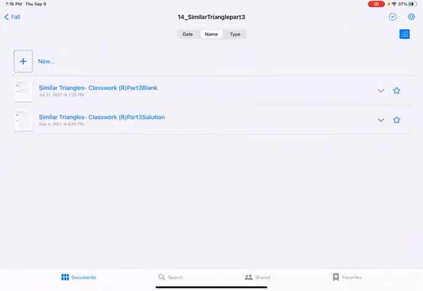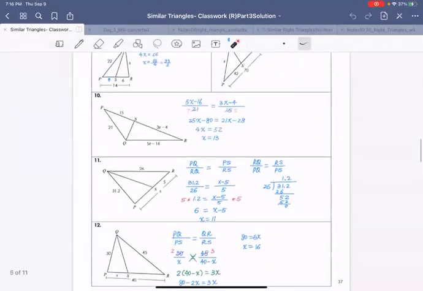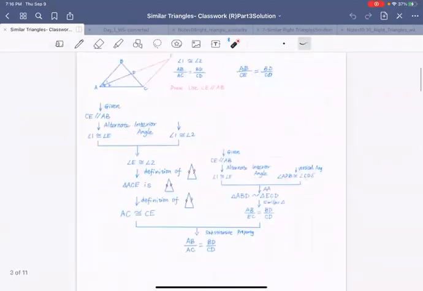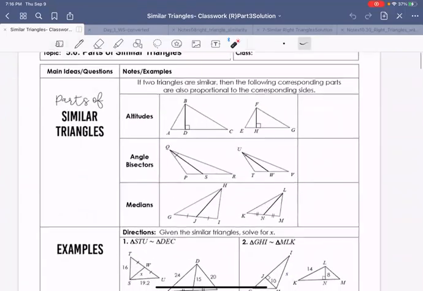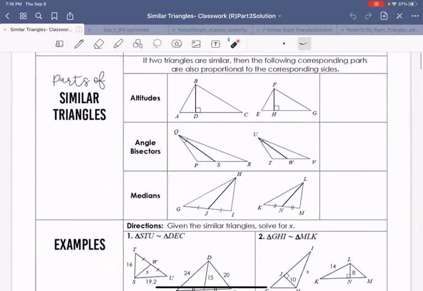Believe it or not, this is week 14 already, okay? We are going to do the last part for triangle similarities. In a triangle, if two of them are similar, the corresponding sides will be proportional.